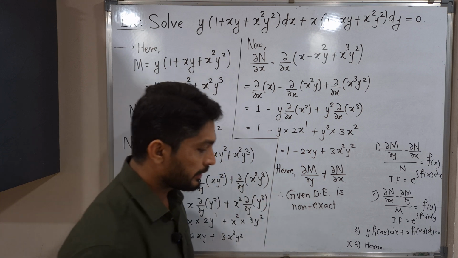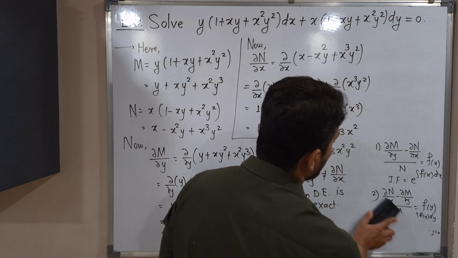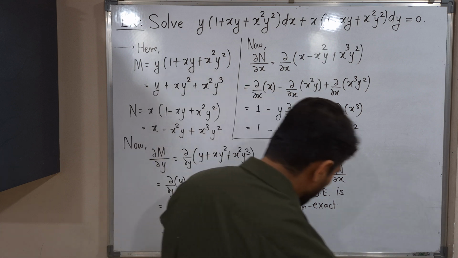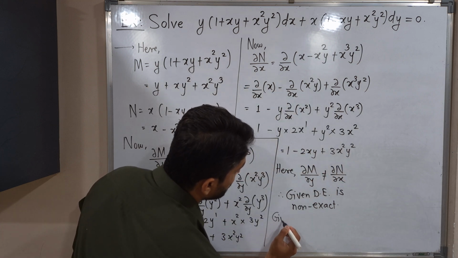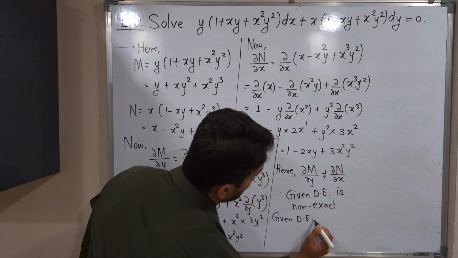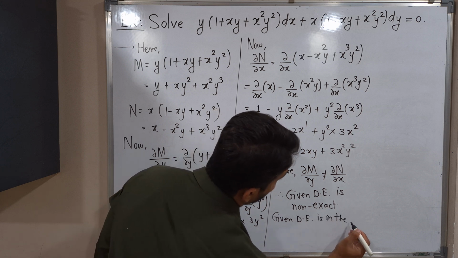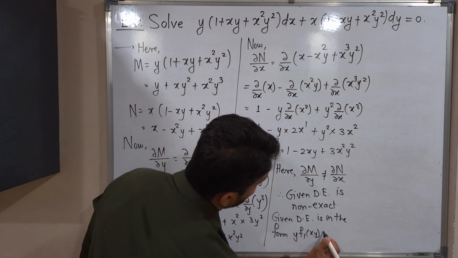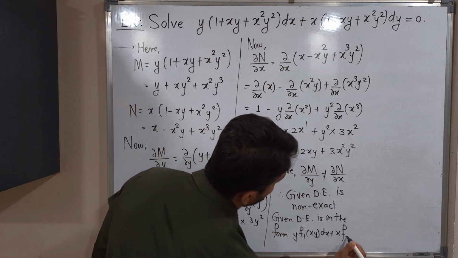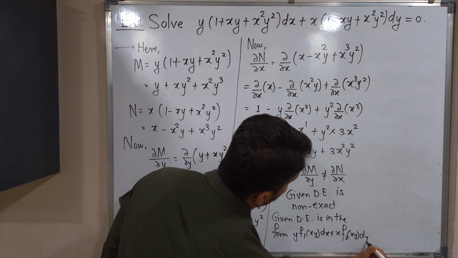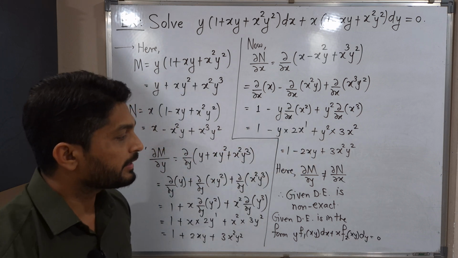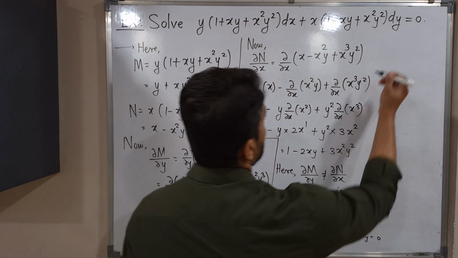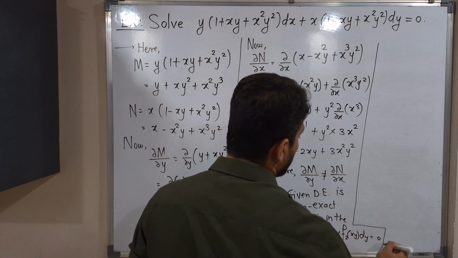Okay, so let me write clearly. Just remove this part. We have this space, let us use it. So the given differential equation is in the form y f1 of xy dx plus x f2 of xy dy is equal to 0. It means the given differential equation is in this form, right? But as I told you, one more condition is there. So let us check whether that second condition will be satisfied or not.